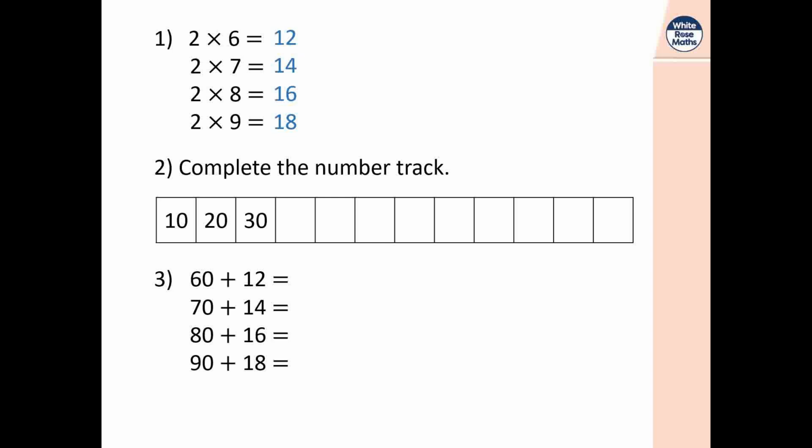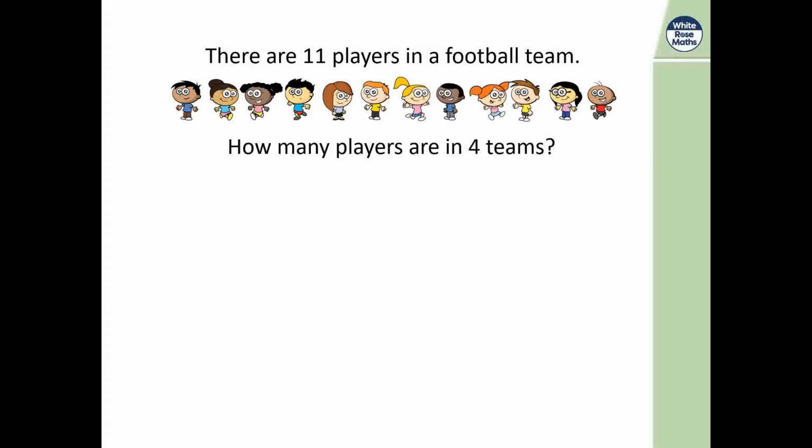Okay, now this looks very easy. Complete the number track. So it goes 10, 20, 30. Right, good. Now, 60 plus 12. 72, good. 70 plus 14. 84. 80 plus 16. 90 plus 18. Good, right. So this is a sort of recap to just get you ready.